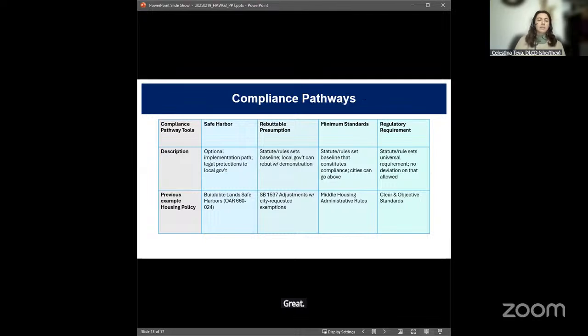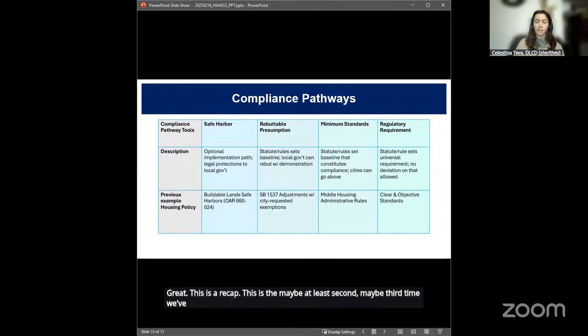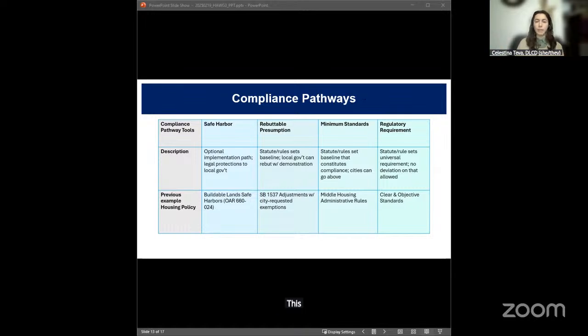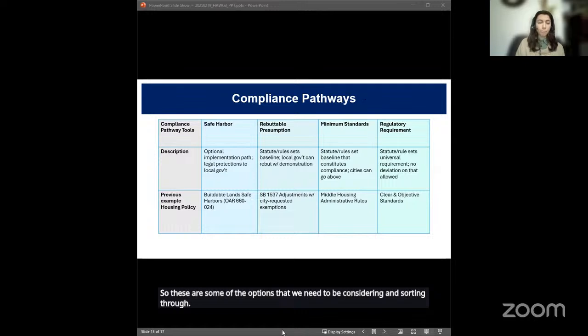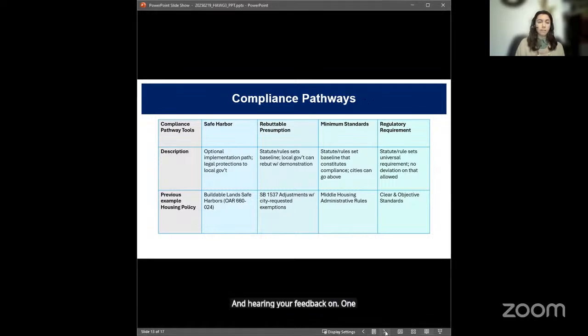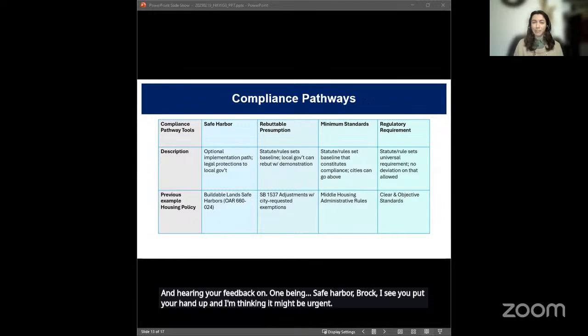So this is a recap. This is maybe at least the second, maybe third time we've looked at a table like this here in the HOG meetings, but nonetheless I want to continue to orient to the different tools that we can use to build compliance and this more formalized compliance pathway through the housing production strategy and acceleration programs. So these are some of the options that we need to be considering and sorting through and hearing your feedback on. One being safe harbor. Brock, I see you put your hand up, and I'm thinking it might be urgent, given I'm still presenting.